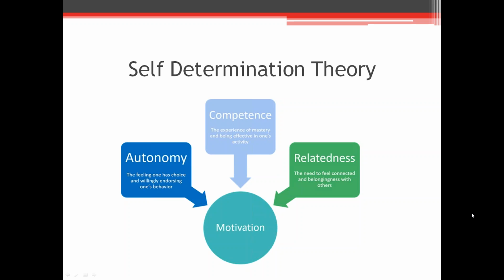Our final basic need for self-determination theory is autonomy. Now, this is the freedom of choice over their actions. So they're able to choose what they want to do. This need provides a sense of empowerment where they feel that they are involved in their growth.